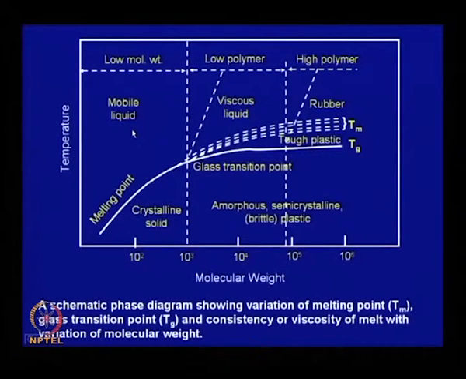mobile liquid. Now, if you cross this molecular weight, beyond this molecular weight it becomes viscous liquid. So, viscosity of this fluid is higher than the fluid within this region, and you see it is due to the molecular size. Higher molecular size, bigger molecules, become more viscous in liquid phase than the mobility of the liquid phase for discrete molecules.